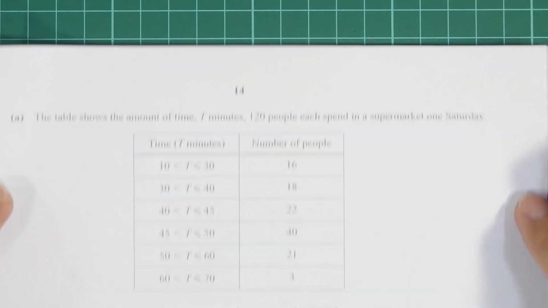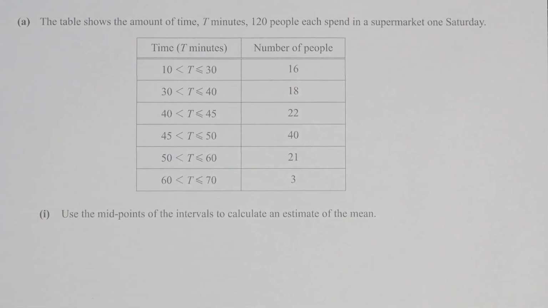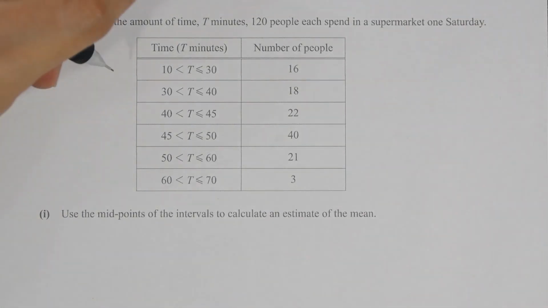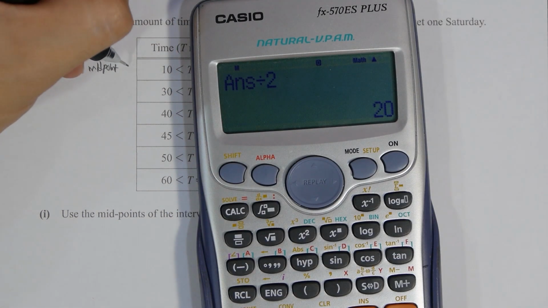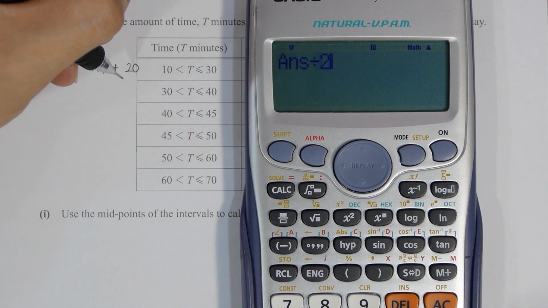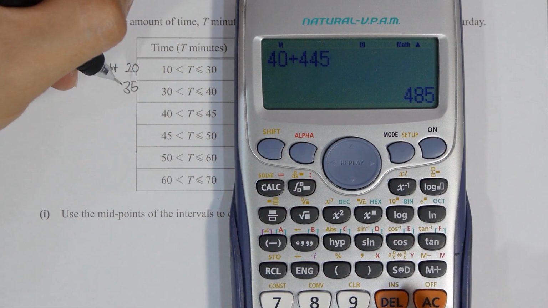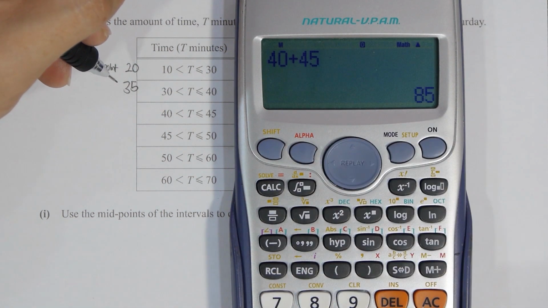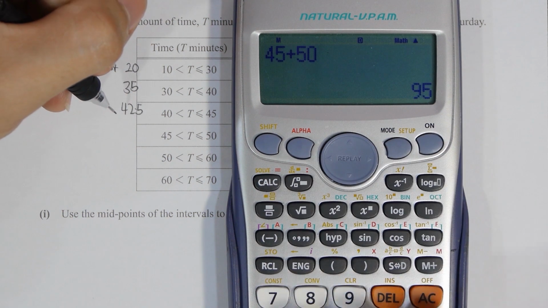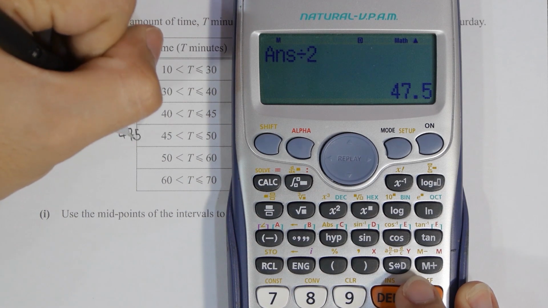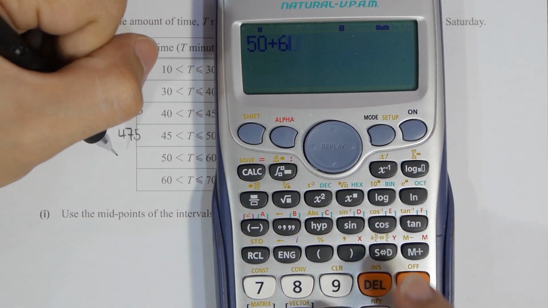For part 9a, the first thing that I did was to calculate the midpoint of the interval, and the thing to identify from the question is the total of 120 people. So simply take the midpoint of the corresponding interval multiplied by its number of people, divide by 120, then you will get 42.8.